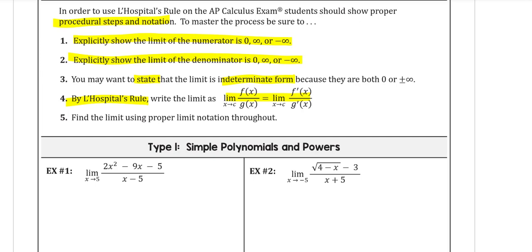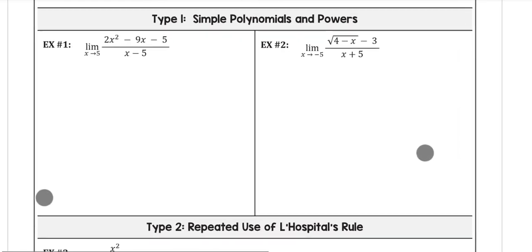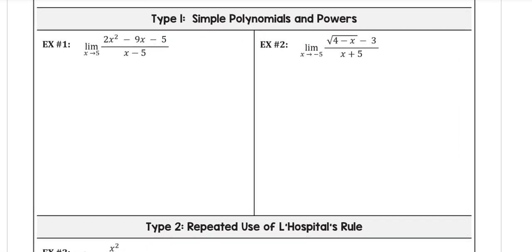So for the first couple examples, I'm going to use a lot of detail. And then when we get to example 4, I'm going to show you how you can just flow through a problem, have everything in there, and not be obsessed with how detail-oriented you are for the test, for using the right notation. Okay, so this section is divided up into the different types of indeterminate forms as well as the different types of functions. So polynomials and powers.